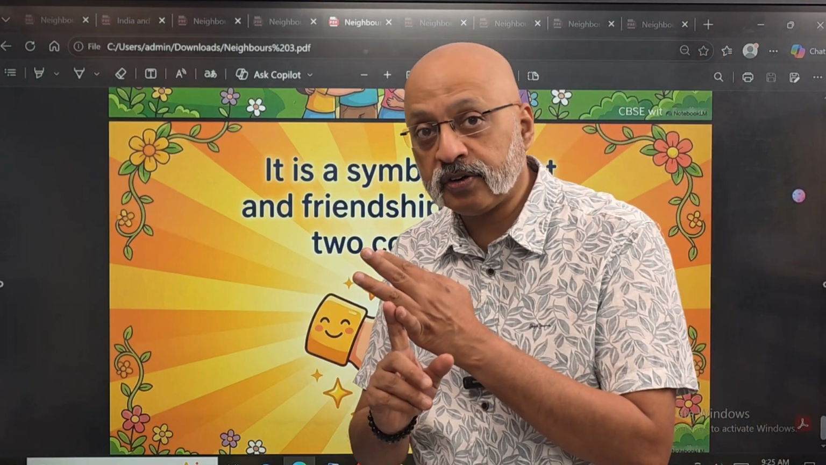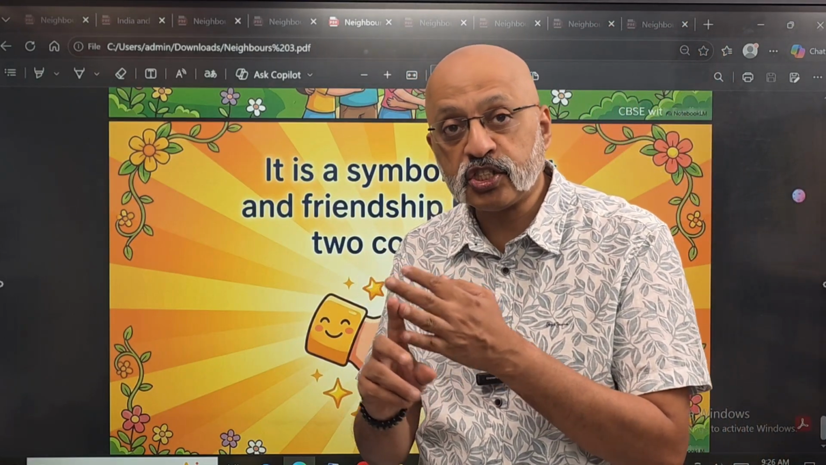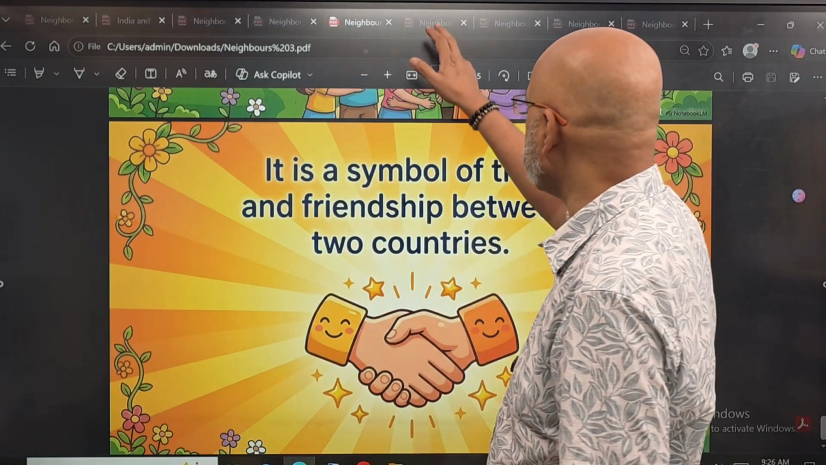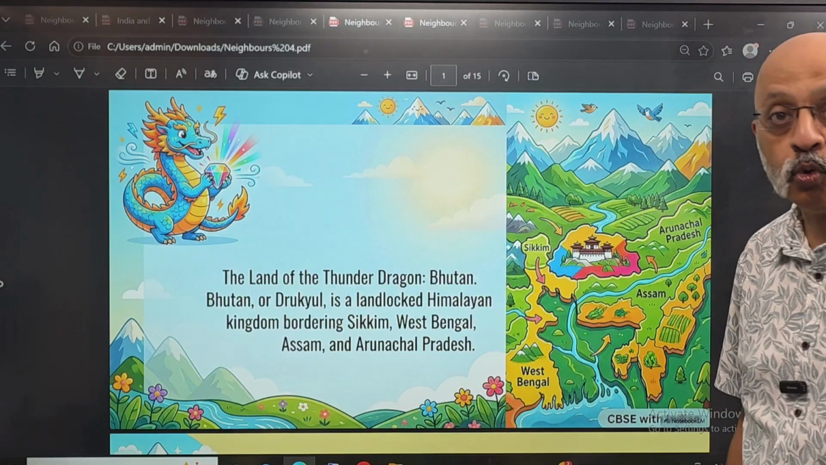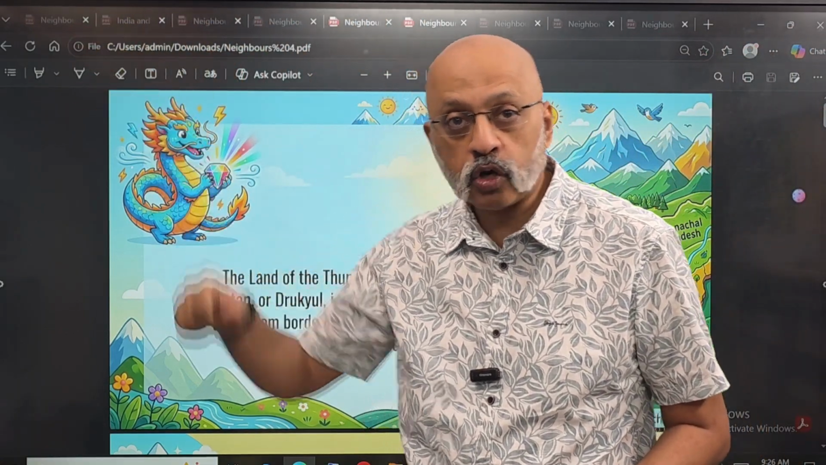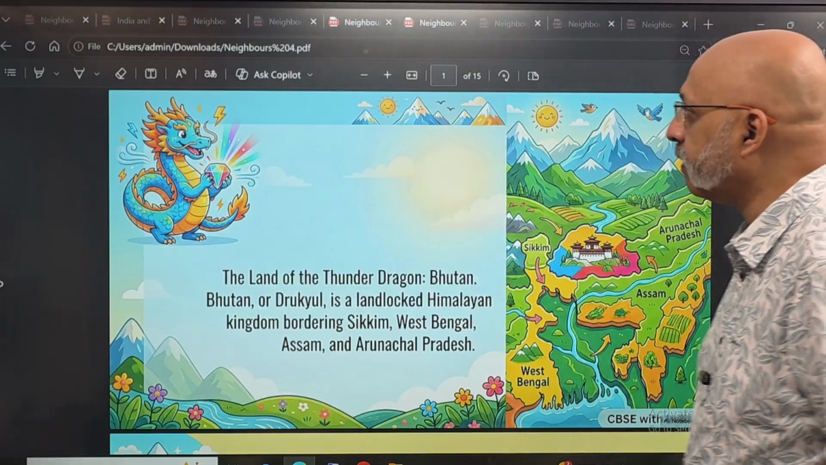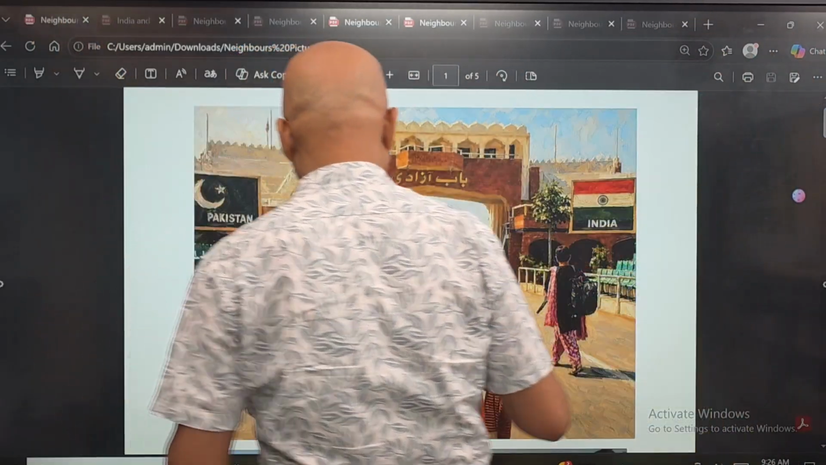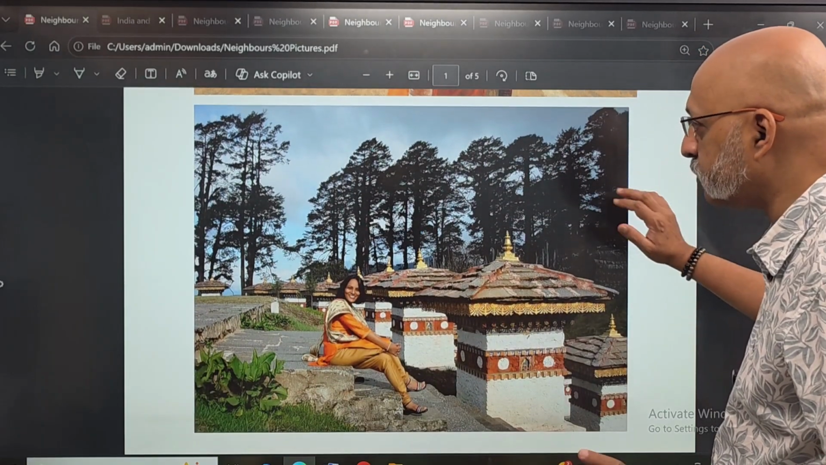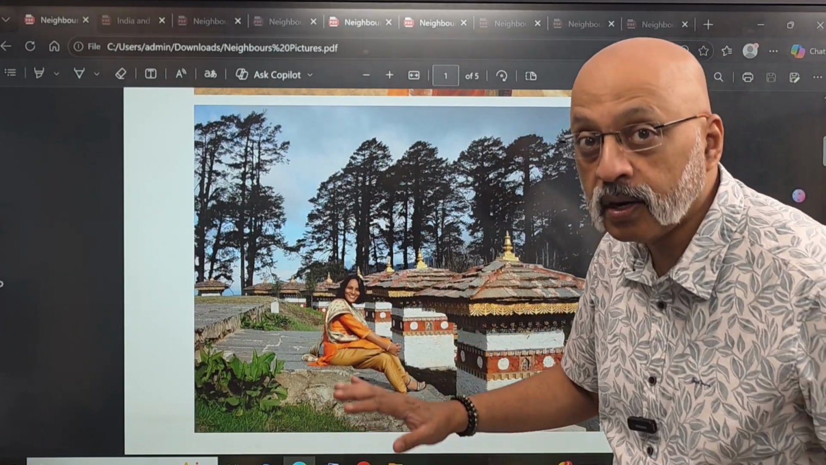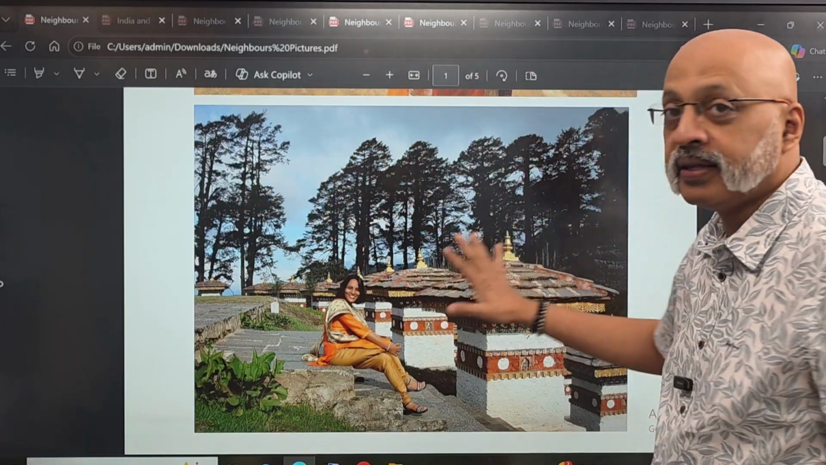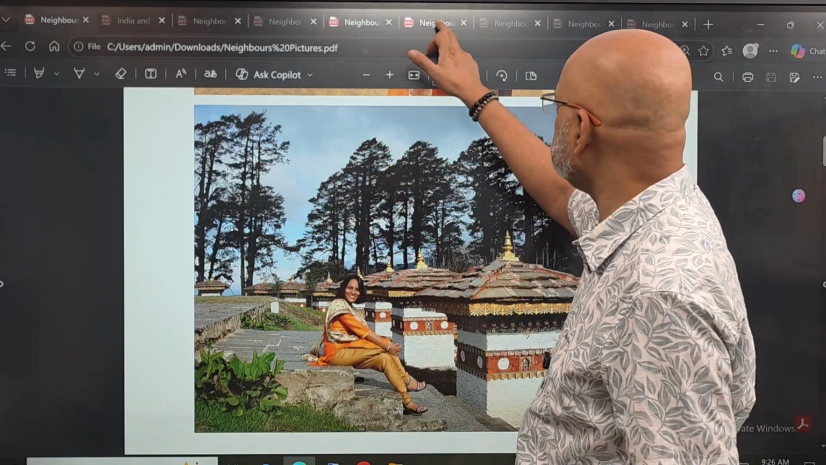So we have covered how many countries now? Pakistan, China, Bangladesh, and Nepal. Now, what is next? The next one is Bhutan, which is another mountain kingdom in the northeastern part of India, right? In fact, I'll show you a photograph from Bhutan. This is from Thimphu. This is my wife. This is from Thimphu, which is the capital of Bhutan, right? So this is the kind of landscape that you find in Bhutan.